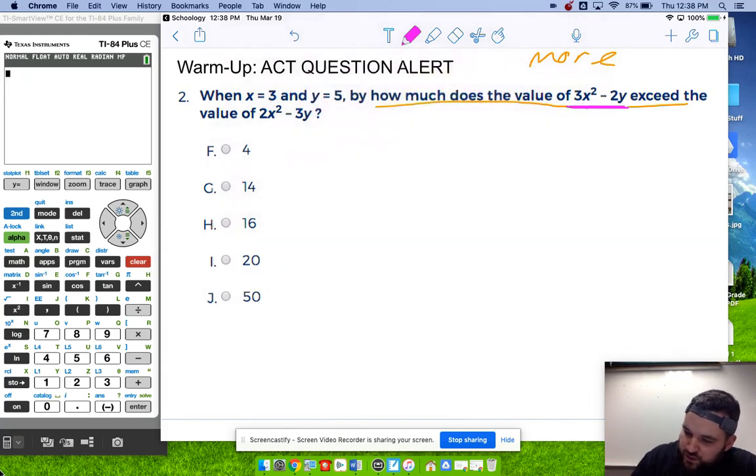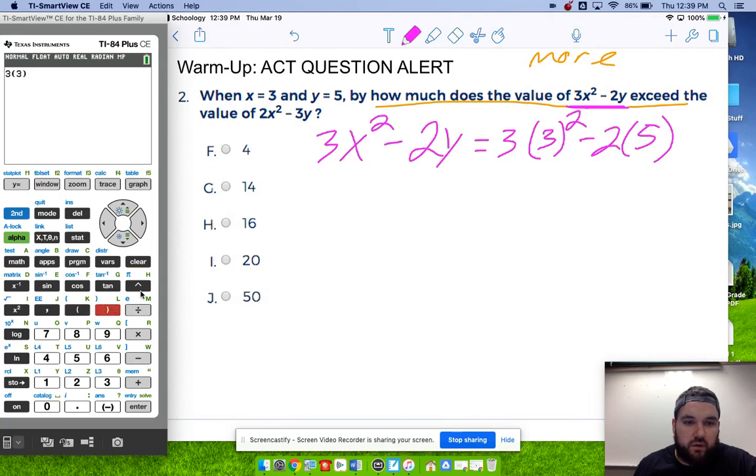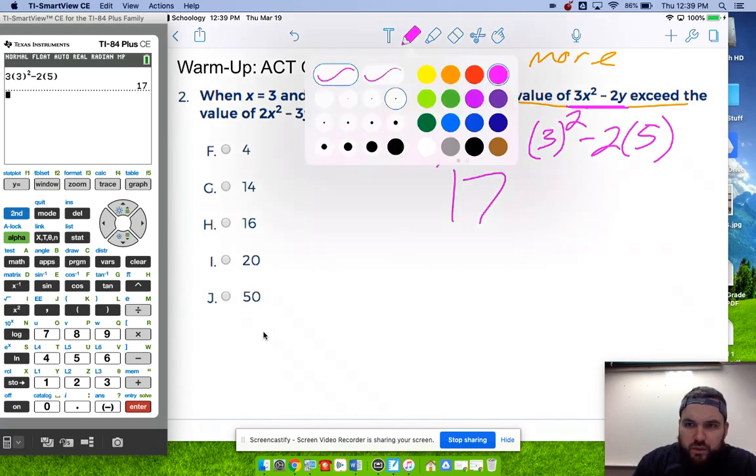I'm going to start with 3x squared minus 2y, which plugging in my values, I have 3 times 3 squared minus 2 times y. That should be squared. Okay, so at this, you can just plug this in the calculator, and I would highly recommend if you're working on an ACT to not really let simple calculations bog you down. So this is 17.